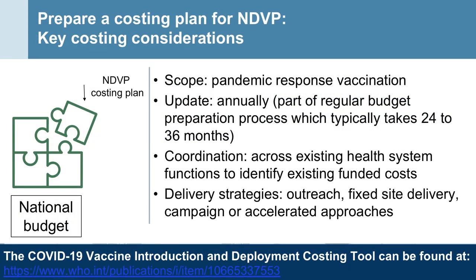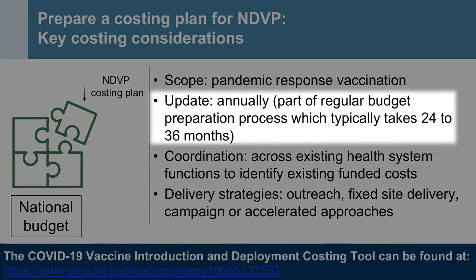Your costing will have been prepared in alignment with the NDVP and will estimate additional financial needs for the planned period. It is helpful to integrate the NDVP budget with your government's annual budget preparations, which typically take between 24 and 36 months. The budget will include immediate and short-term needs, remembering that investments will need to sustain into longer time periods.